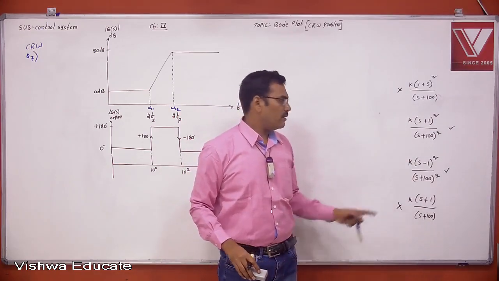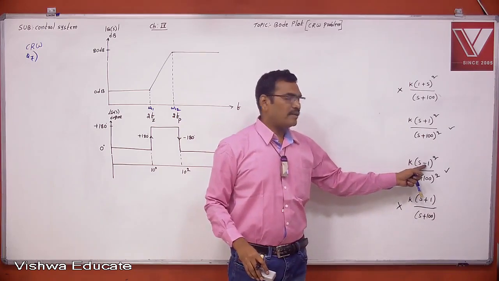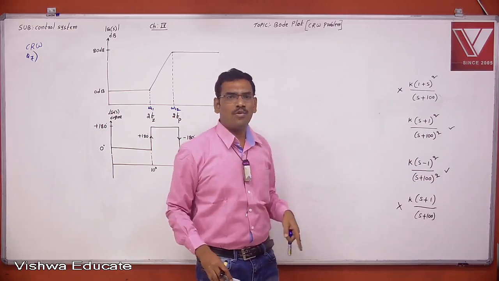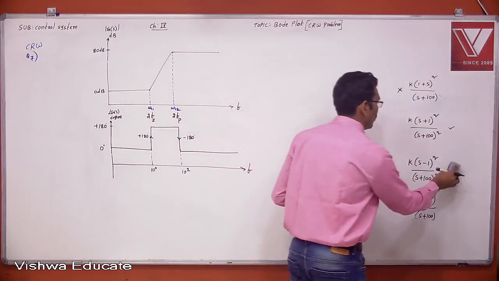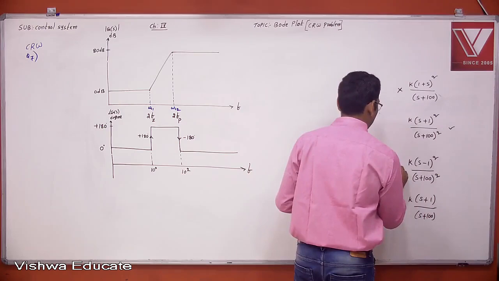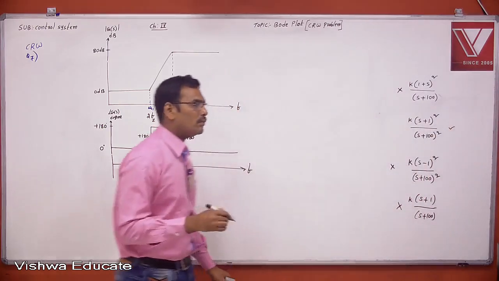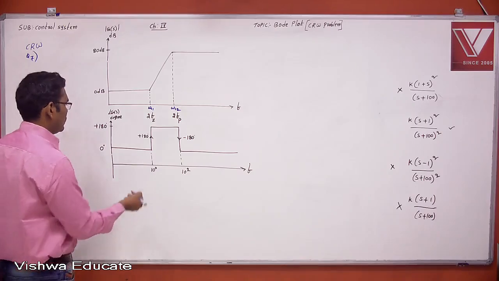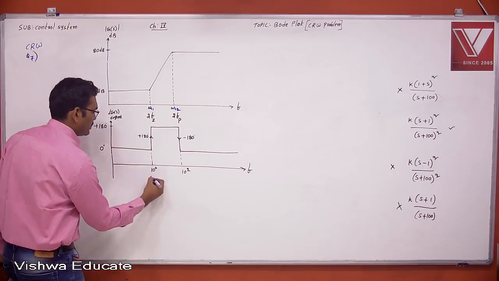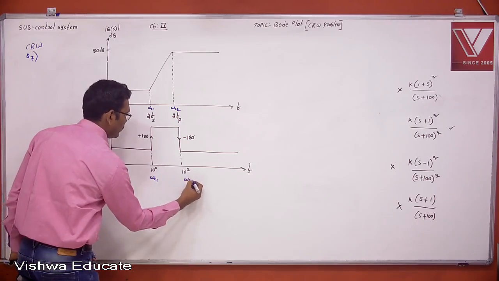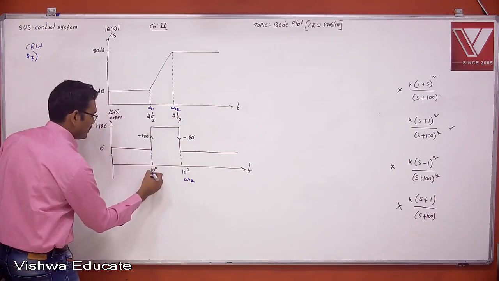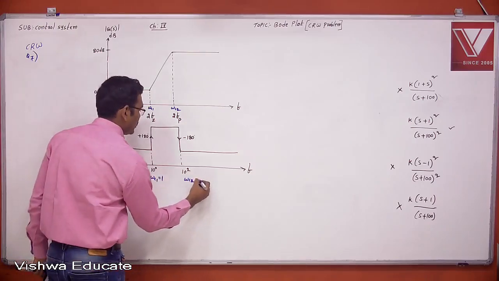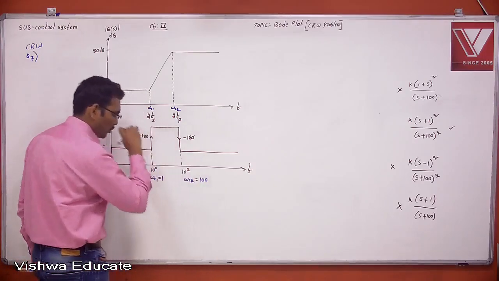But it is very simple. S minus 1 means s equal to plus 1, which is on the right side, so there is no corner frequency. Definitely this option is wrong, and only that is the correct option. But if you have some doubt, not an issue. Sir, where is the corner frequency? This is the corner frequency, omega C1 and omega C2. Omega C1 is 10 power 0, which is equal to 1. Omega C2 is 10 power 2, which is equal to 100.